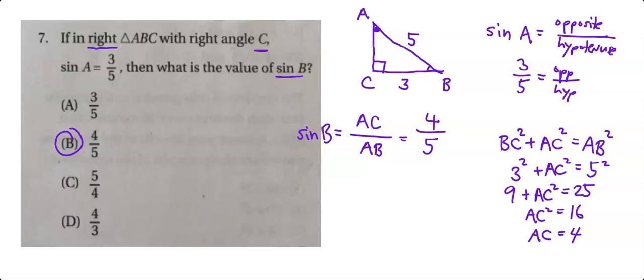Now there's something else you could have used. If you remember what a Pythagorean triple is, it's where you take the three sides of a right triangle and they end up being integer numbers. So the first Pythagorean triple is 3, 4, 5. If you memorize what those Pythagorean triples are, then you could just look at this problem and see that AC is going to be 4.